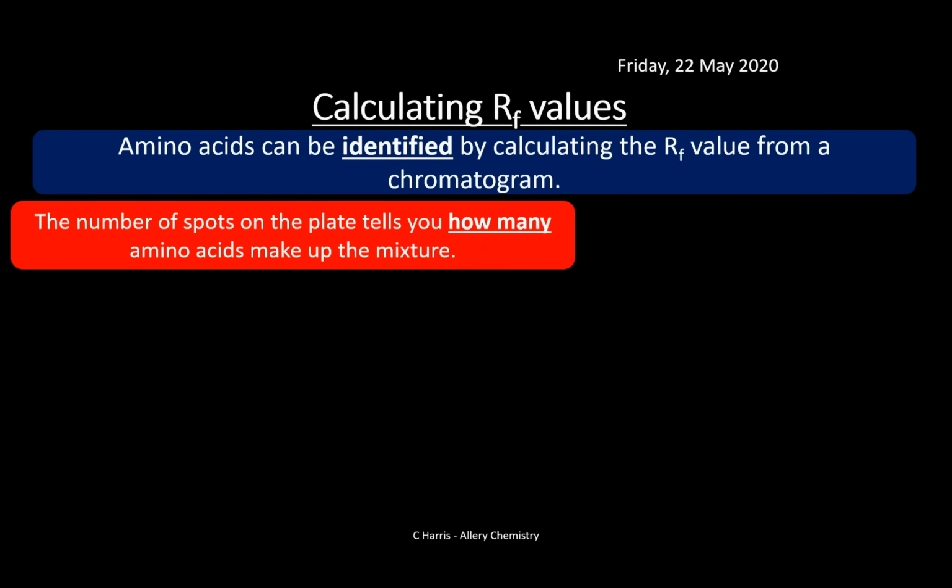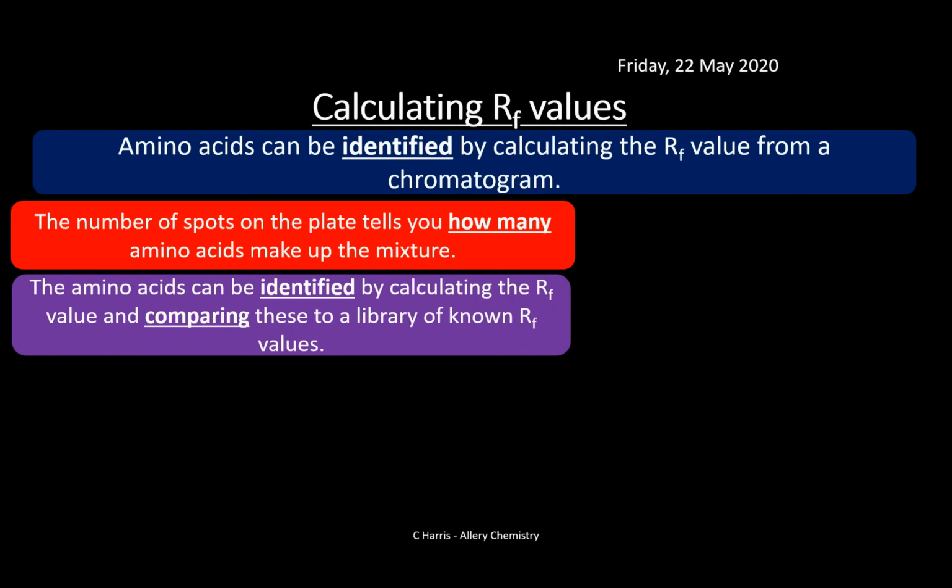So you can see the number of spots, just before we go into the actual calculation, because this is where we're analysing the chromatogram now. The number of spots on that plate tells you how many amino acids make up that mixture. So in other words, if we put one spot on that line, and it separates into 3 separate spots, then we know that that amino acid mixture is made up of 3 different amino acids. Okay, so the number of spots tells us how many amino acids there are.